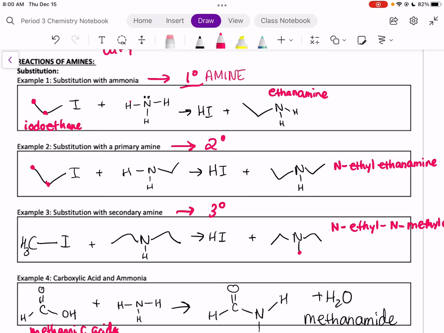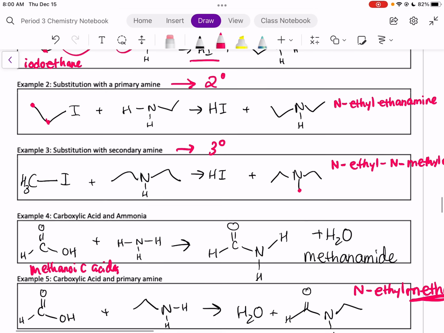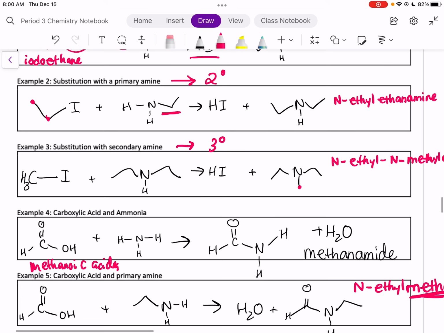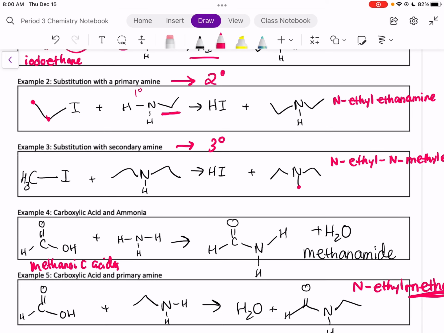Okay, so we're going to take one of the iodines and one of the hydrogens. We're going to make hydrogen iodide and ethanamine. If we have already a carbon chain on our amine, we have here a primary amine.